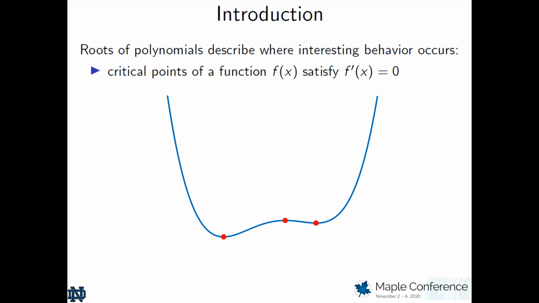So we know that the roots of polynomials describe where interesting behavior happens. For example, suppose we want to minimize this function. Then we want to find its critical points so that f prime is equal to 0, and then evaluate the function at those critical points to find the minimum. So the roots of this derivative tell us the interesting behavior in terms of mins and maxes as well as saddle points.